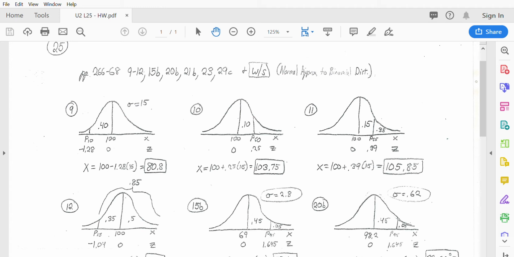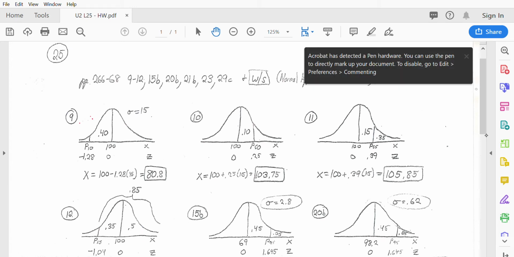Here we go. It says for exercises 5 through 12, assume that adults have IQ scores that are normally distributed with a mean of 100 and a standard deviation of 15. Number 9 says find P10, which is the IQ score separating the bottom 10% from the top 90%. All right, here we go. So we are finding P10, which is right here.